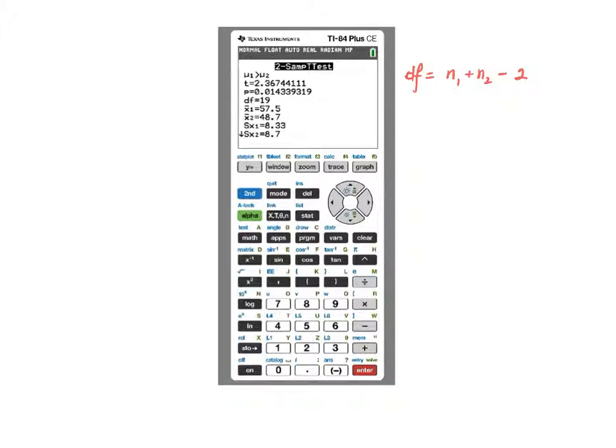1 from each sample. In our case here, degrees of freedom will be 11 from the first sample plus 10 from the next one minus 2. 11 plus 10 is 21, minus 2 is 19. That's how we come up with degrees of freedom 19. So make sure to enter that number into your field, into your table on ALEKS when you answer this question.